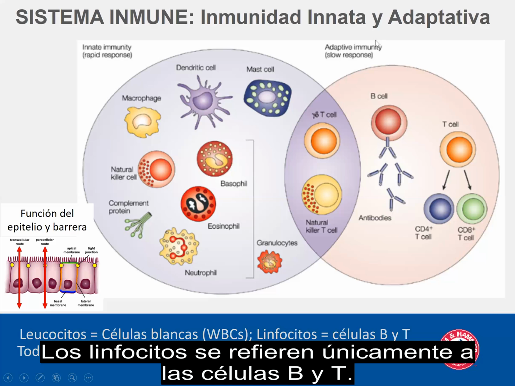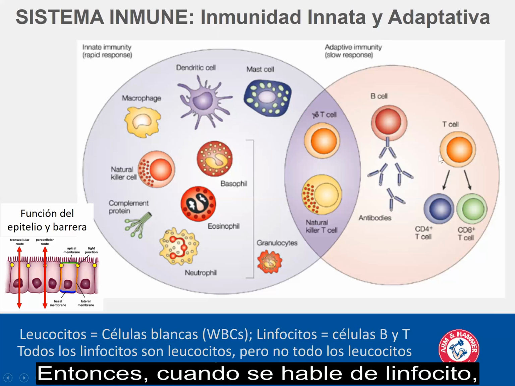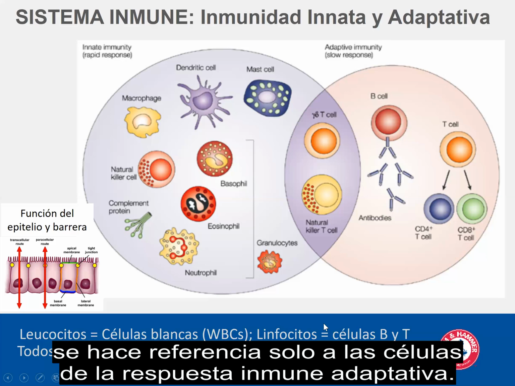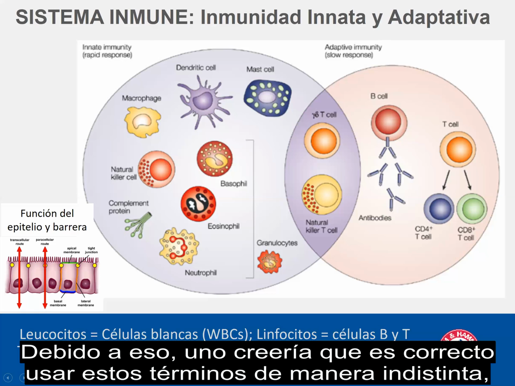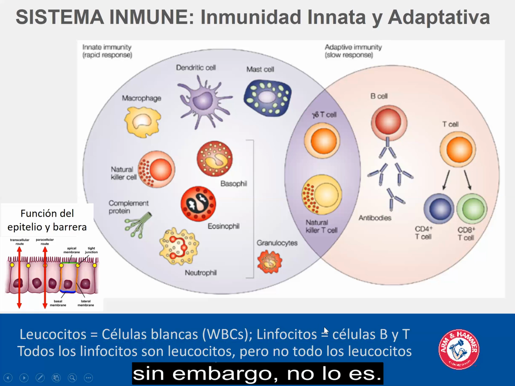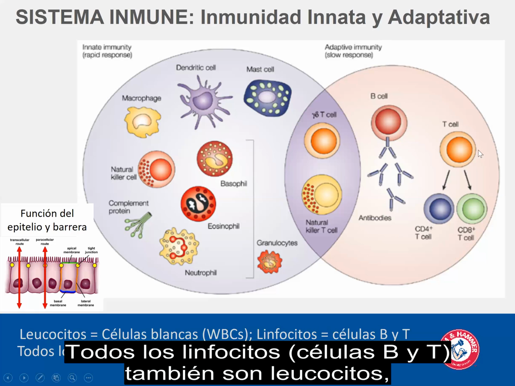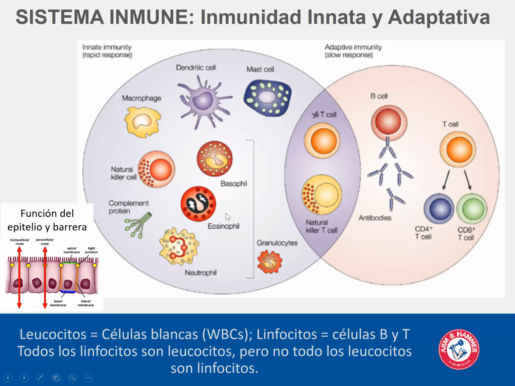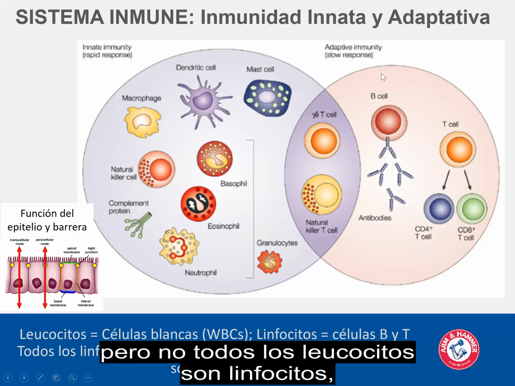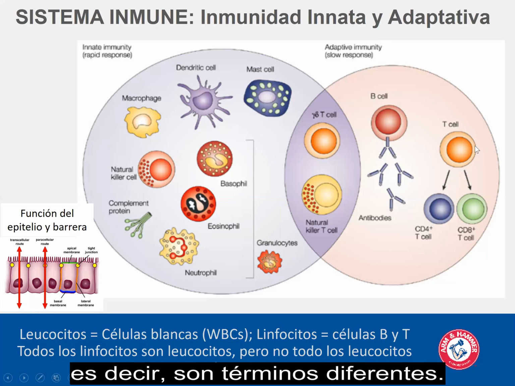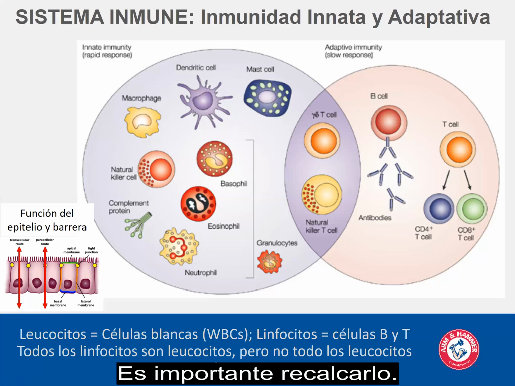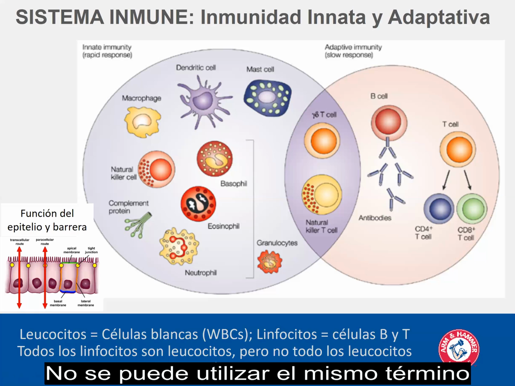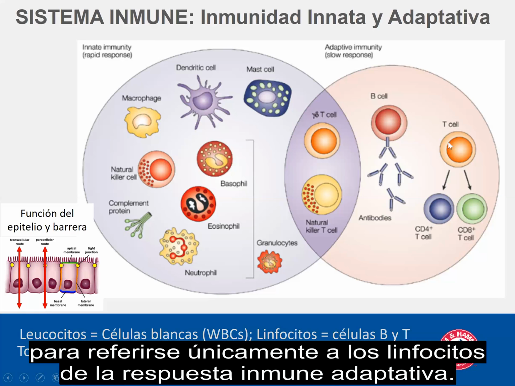Lymphocytes refers only to B and T cells. So when you hear the term lymphocyte, it's only referring to those cells of the adaptive immune response. One way to think about this, you'll hear these terms used interchangeably, but that's actually incorrect. So all lymphocytes, the B and T cells, are also leukocytes, but not all leukocytes are lymphocytes. So there is a distinction between those two terms, and it really does matter. They really can't be used interchangeably if you truly do mean the lymphocytes of the adaptive immune response.